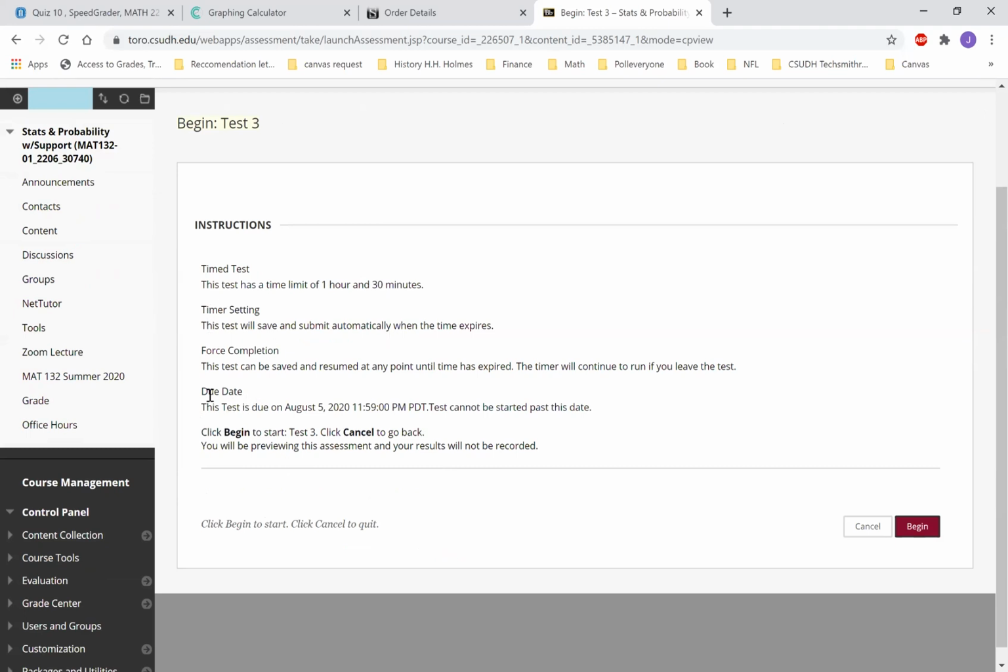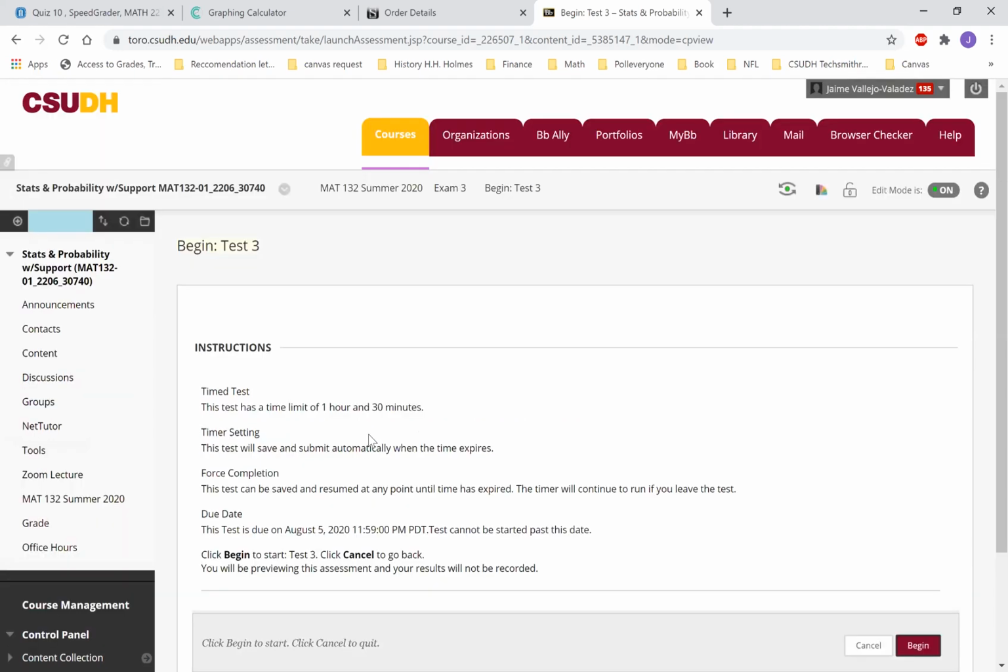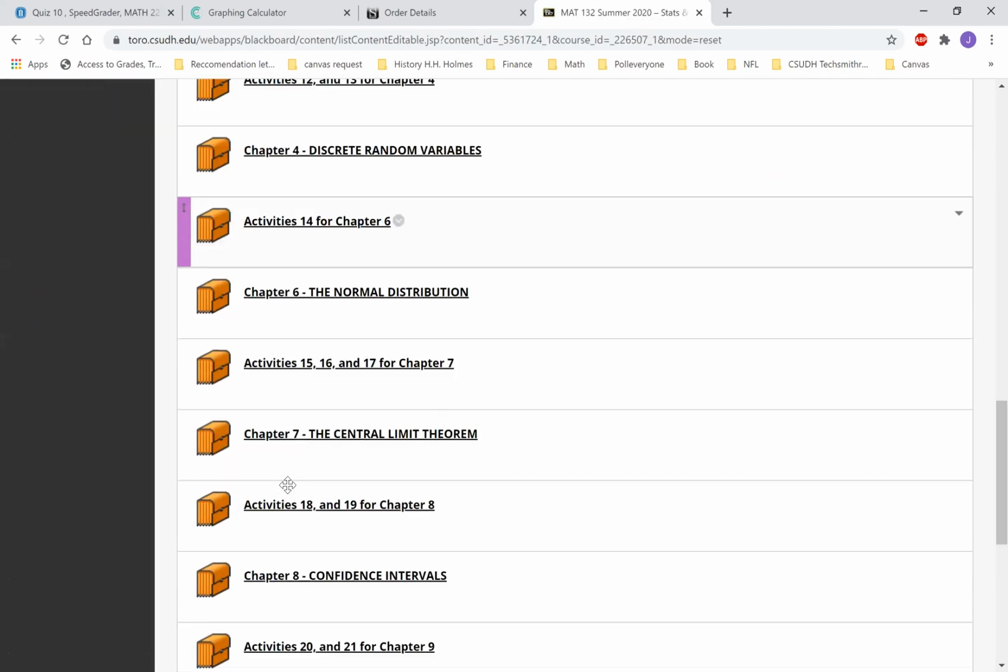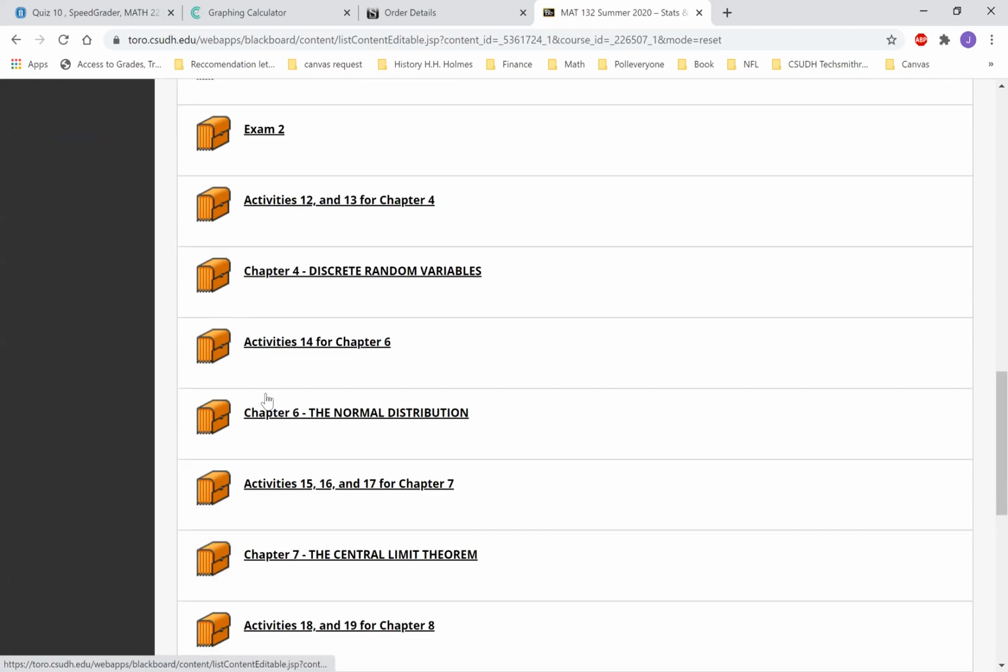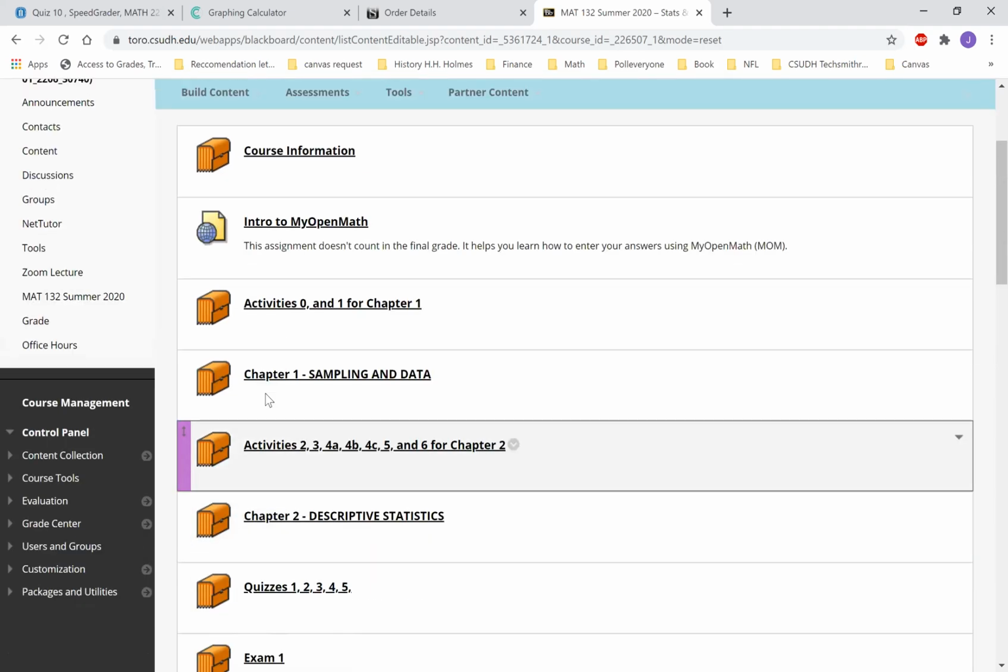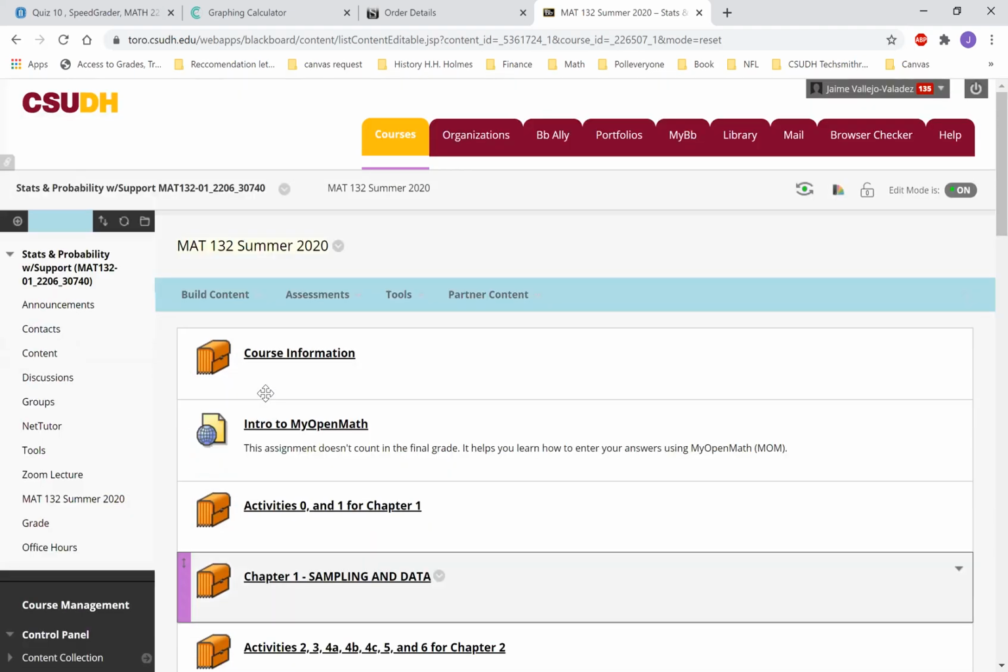For this one, there's going to be 6 questions, so it shouldn't be that bad. The questions are going to have multiple parts, like part A, part B, part C, and so on, but it shouldn't be that bad. So this is where test number 3 is going to be. You go to exam 3, and then you do test 3, and it should be available tomorrow from 12 p.m. all the way to 10 p.m.